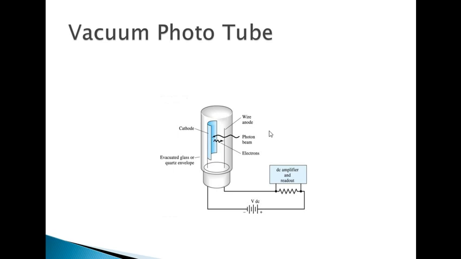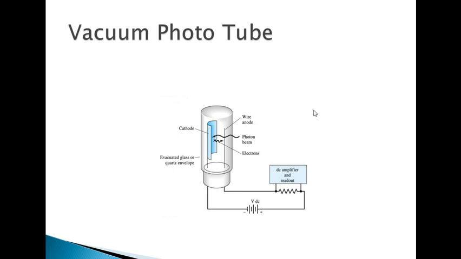If the light intensity is more, what will happen? A large number of electrons are emitted, and the amount of current flowing through the circuit will be proportional to the light beam. As the electrons move through the circuit, current flows, and as the number of electrons moving towards the anode increases, the current will increase. This is measured here with the help of a DC amplifier and readout. So this is the simple vacuum tube.